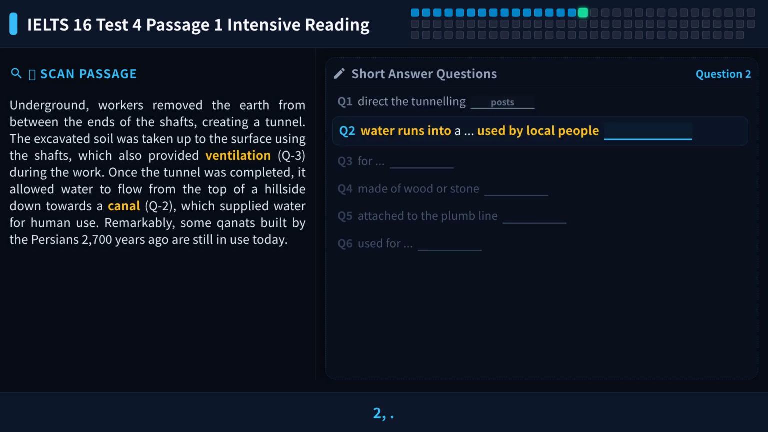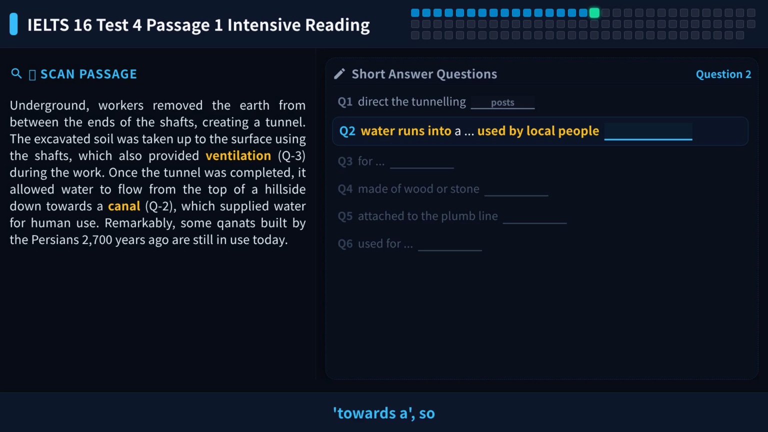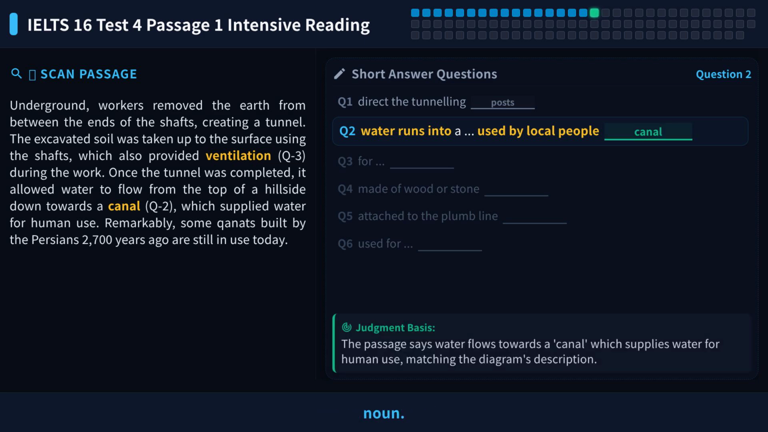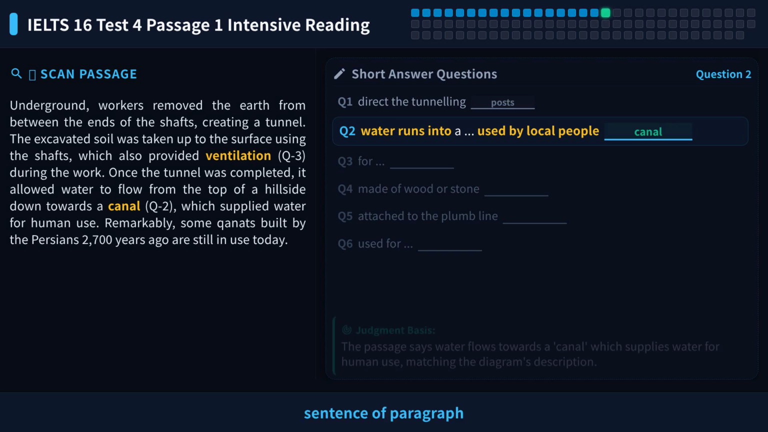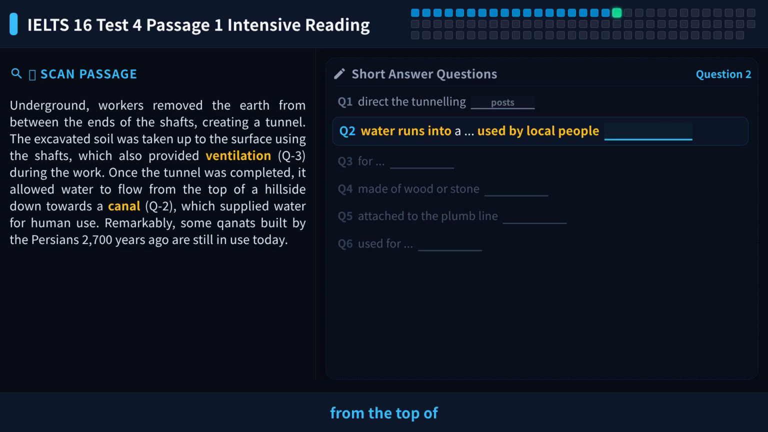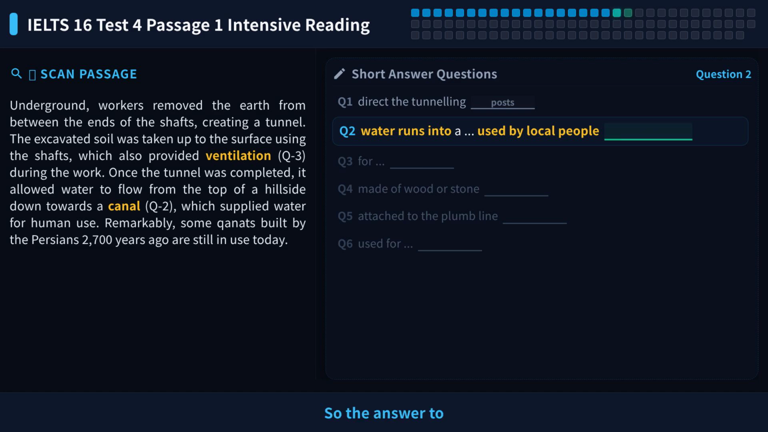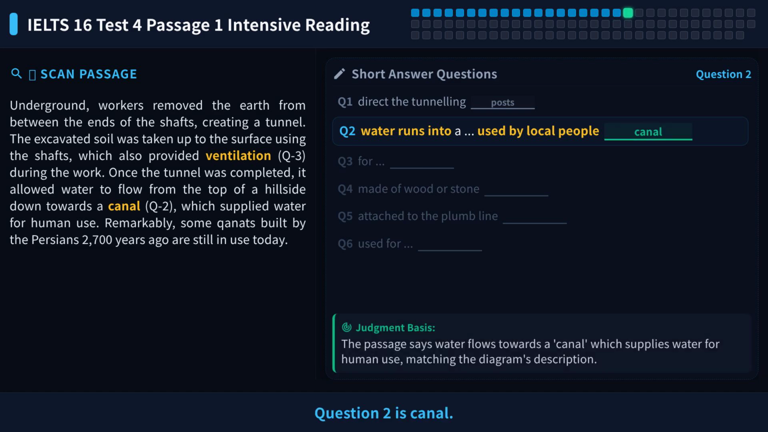Let's look at question 2. The diagram needs a word to describe where the water finally goes. The blank is after towards a, so we need a singular noun. Go to the last sentence of paragraph 1. Look for the phrase flow from, down towards. The text says flow from the top of a hillside down towards a canal. The answer word canal is directly given here. So the answer to question 2 is canal.